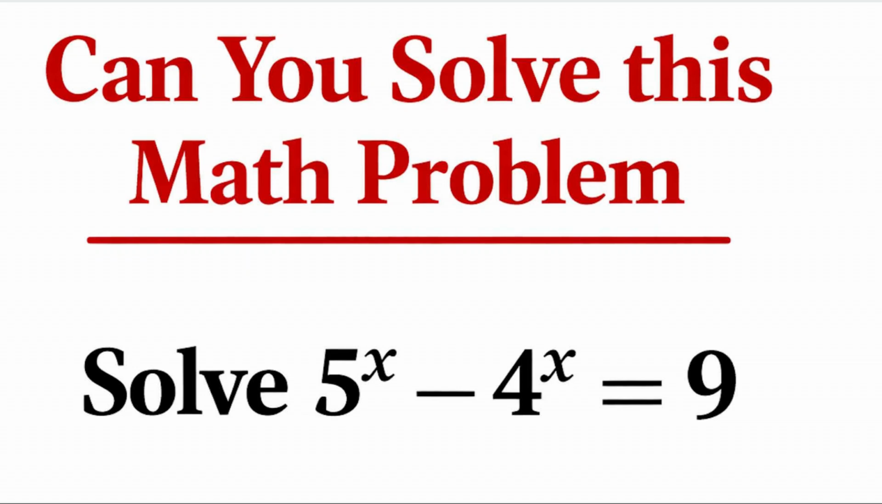Welcome. Today, we're going to tackle a fascinating problem that might not look like your typical algebra equation. Our goal is to find the value of x that satisfies the equation 5 to the power of x minus 4 to the power of x equals 9. The fact that the exponent is the variable we're trying to solve for makes this a bit tricky. We can't use our standard logarithm rules right away because of that subtraction sign.